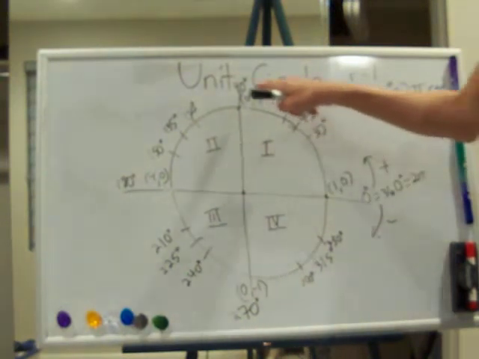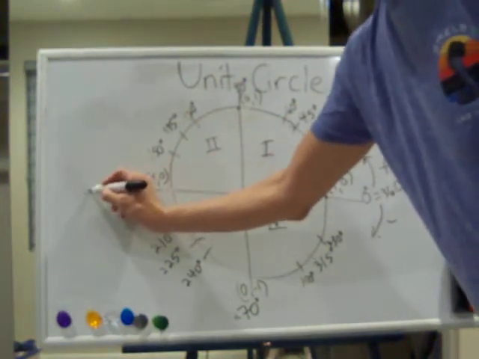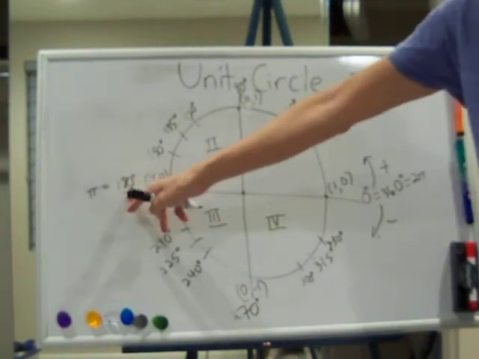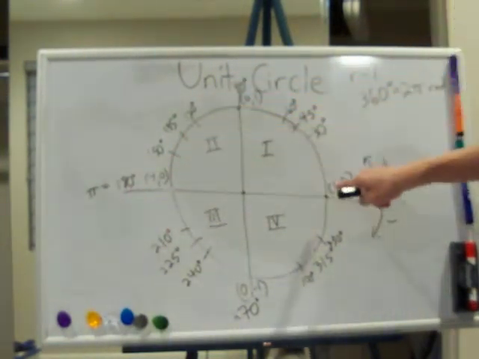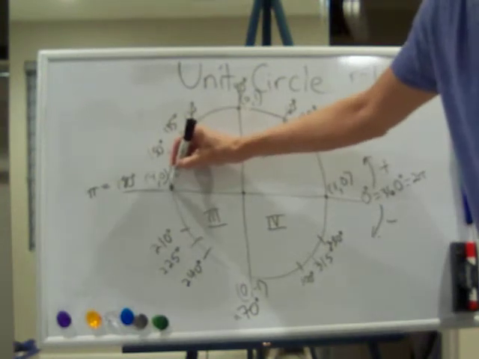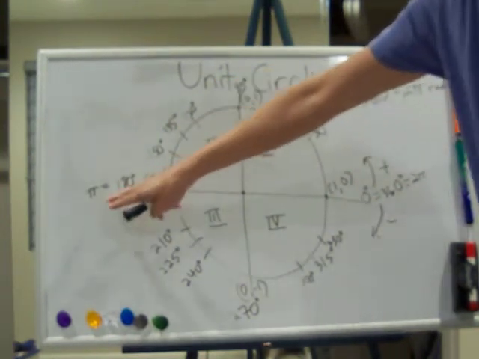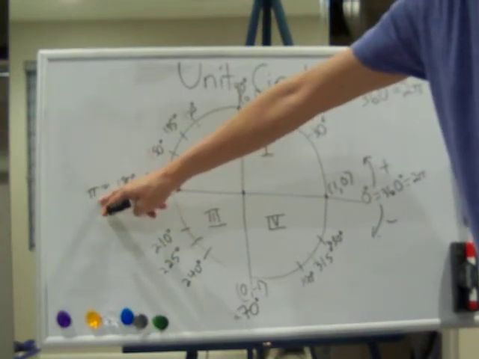Where's half of the circle? Over here. So pi radians is equal to 180 degrees. It's the same thing. So positive pi radians or negative pi radians, I still end up over here, the same location as 180 degrees. So from here to here is pi. What's half of pi? Half of pi is pi over 2.